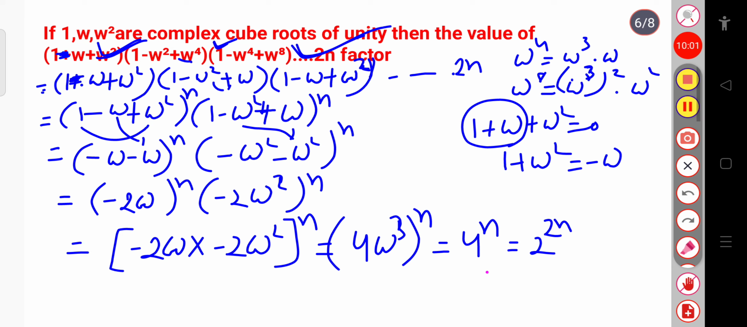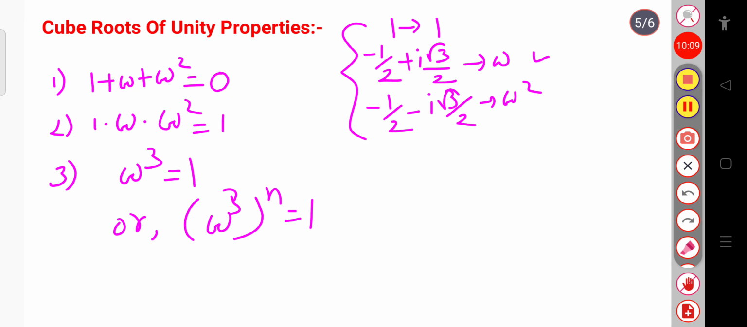So you can see that the properties of the cube root of unity can be used here. Okay. This is all for today. Thank you.